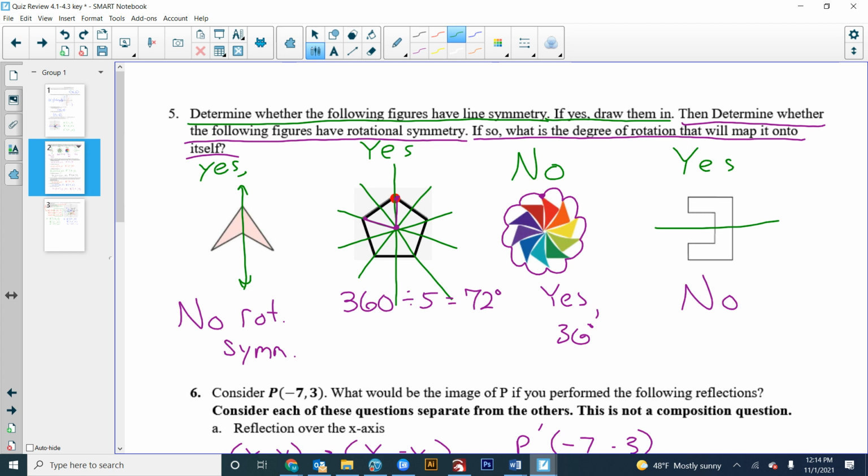Next one. Some people missed some of the lines of symmetry for this one. Do you guys see all the lines of symmetry on that one?